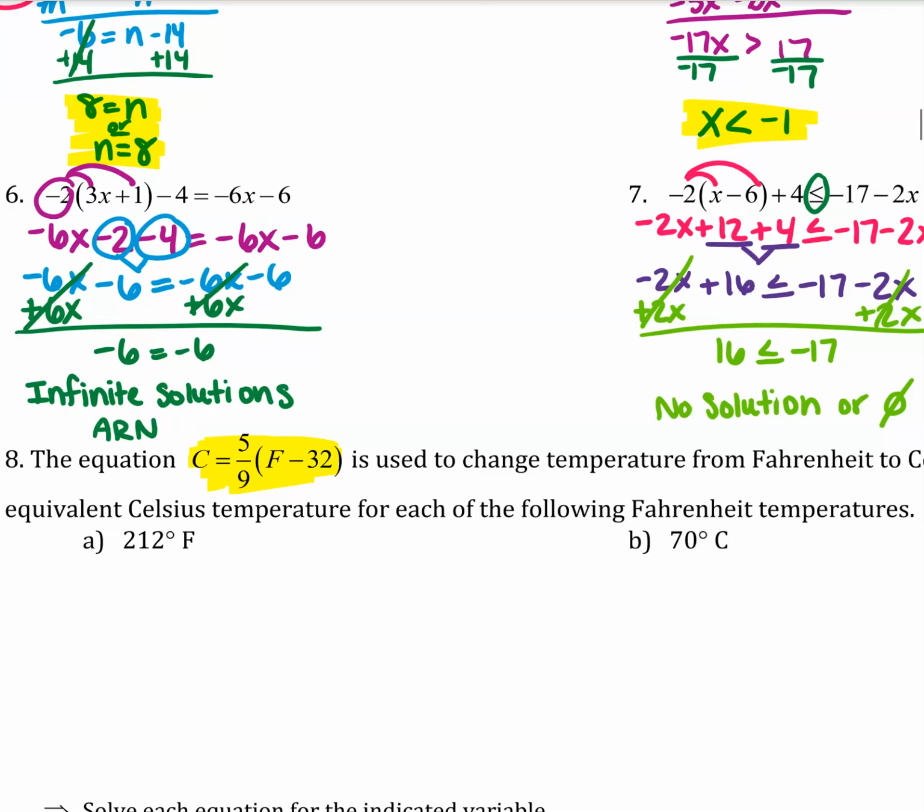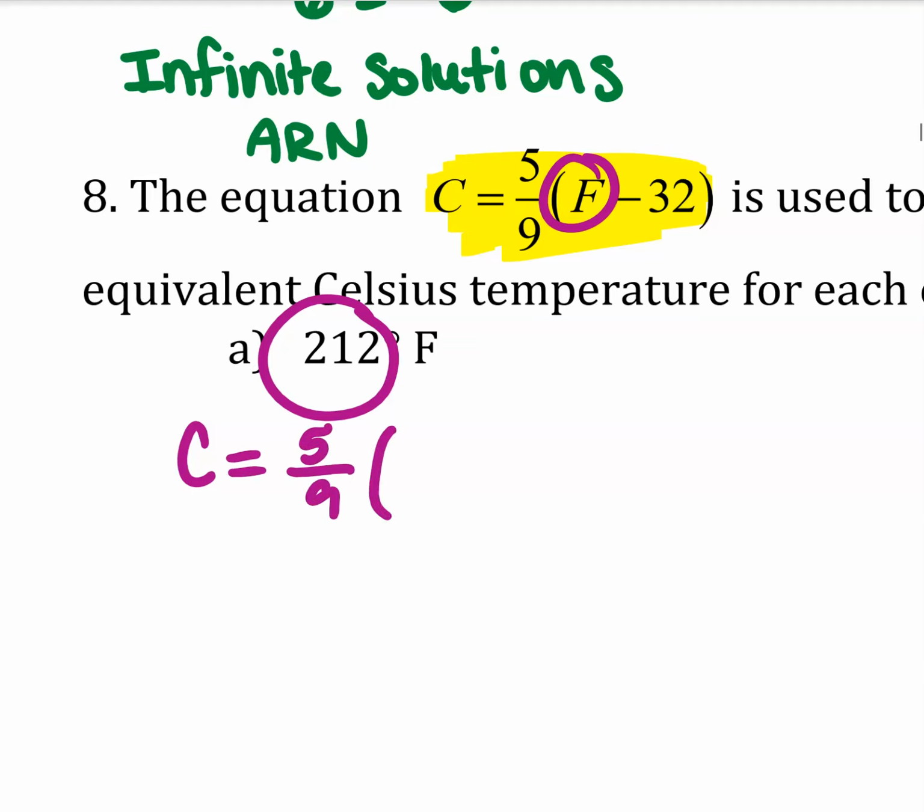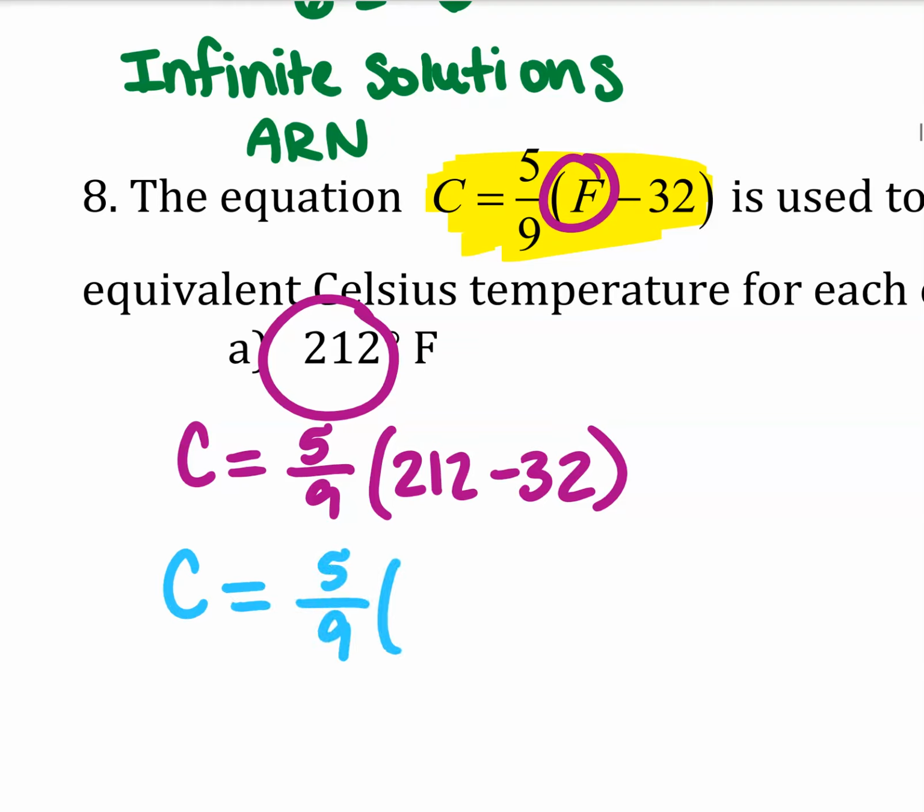In part A, we're given a Fahrenheit. That means I'm going to take 212 degrees and plug that in where F is. So C equals 5 over 9 times 212 minus 32. If you're pretty good with your calculator, you can just plug that in like that and the calculator will spit out your answer. If you're not sure how to plug that in, that's okay. Just make sure you put all the parentheses in the right places. If you don't use your calculator, it's all good. So 212 minus 32 is 180.